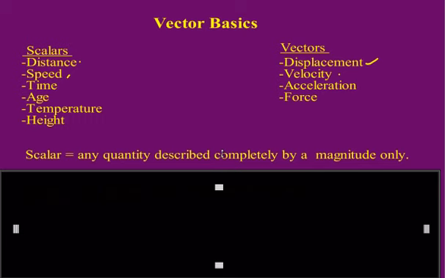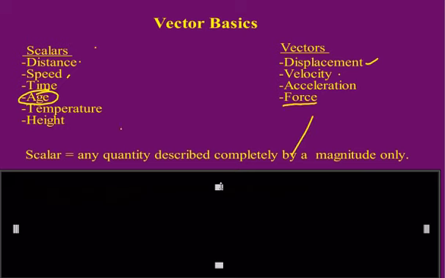A scalar is defined as any quantity described completely by a magnitude only, by a size or amount. Think for a minute about your age. Do you ever say that you're 17 years old north? No, right? It doesn't make any sense. You don't need direction to completely describe age. So age is an example of a scalar, because all it needs is a number to describe it completely.